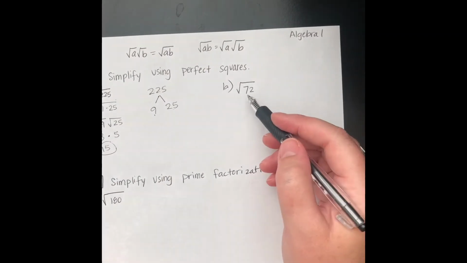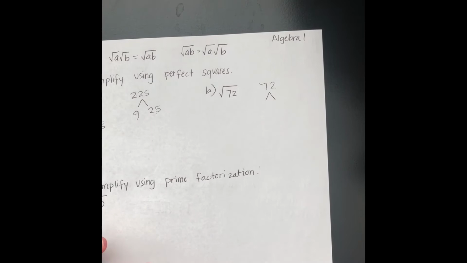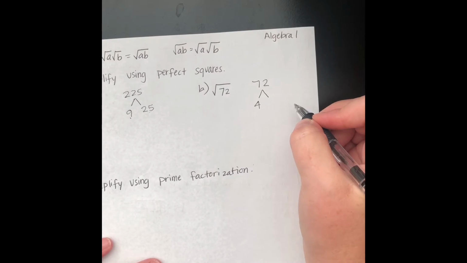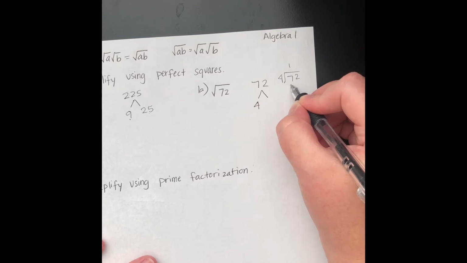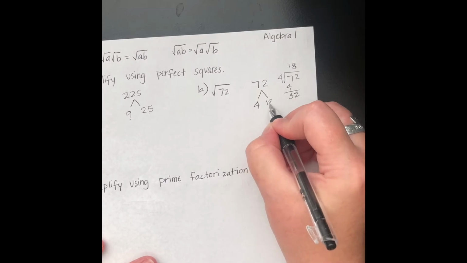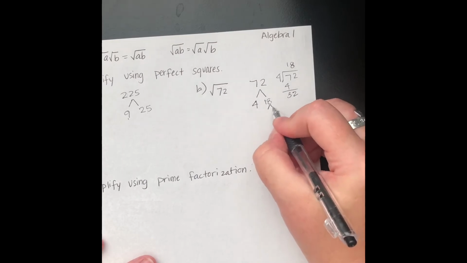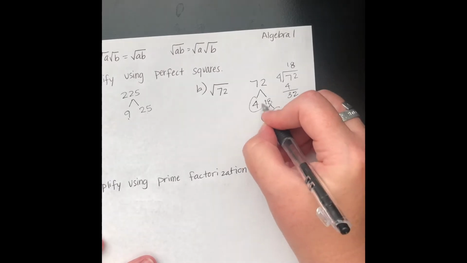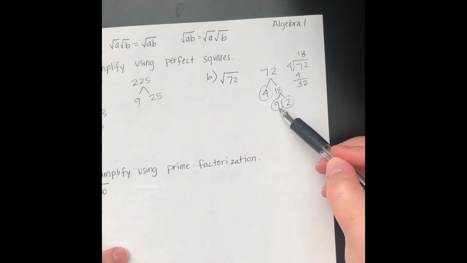Okay, same thing over here, square root of 72. Let's find factors of 72 that are perfect squares. 4 is, because 72 divided by 4 is 18. Okay. 18 is not a perfect square. It can be factored with a perfect square though. 18 divided by 9, 9 is a perfect square, is 2. So 2, 9, and 4 are the factors of 72. If you multiply them together, you'll get 72. 4 and 9 are perfect squares, 2 is not.